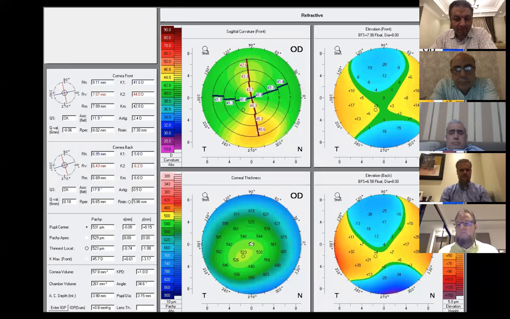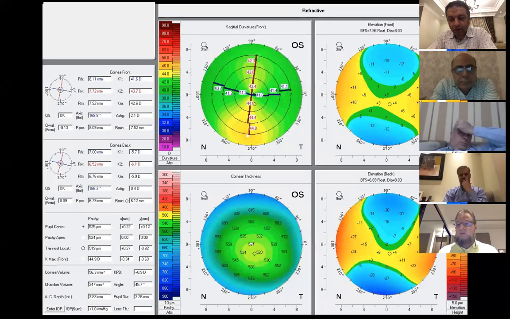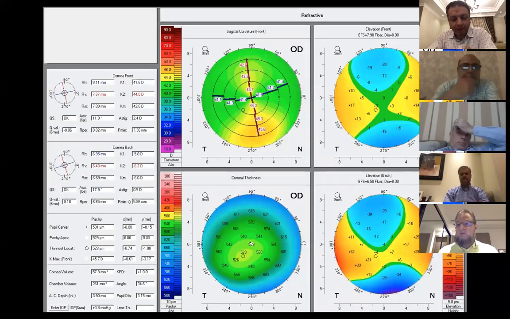We missed the last comment. Dr. Mazen, we missed the last comments. The last thing we heard was the dome-shaped pachymetry map.